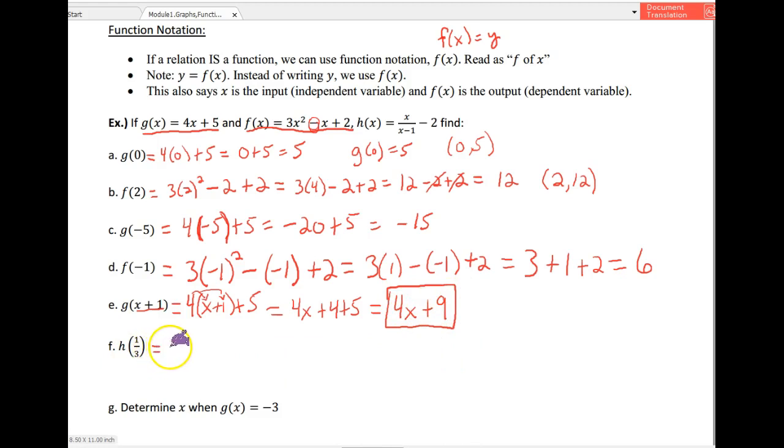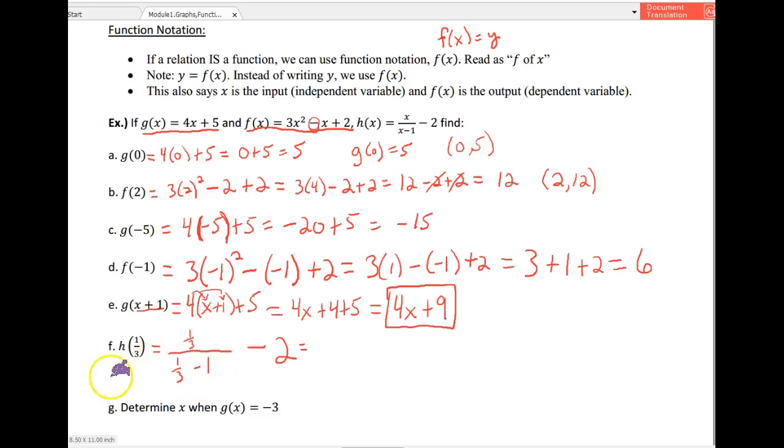Here I just threw this one in because it's like your homework. You've got a fraction that you're inputting into a fraction. So I'm going to review that, make sure we're all on the same page. So wherever I see an x, I'm putting in 1/3. So 1/3 in the numerator, 1/3 in the denominator, and then overall subtracting 2. So I have to simplify the denominator first. I have to have a single number being divided by a single number.